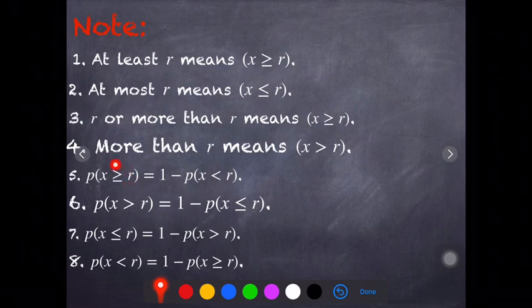Just observe the inequalities here. Greater than or equal symbol means 1 minus p of x strictly less than r. Whenever only strictly greater than is there, then you have to consider the equality symbol. X greater than r means 1 minus p of x less than or equal to r. Similarly for less than or equal relations, I have given these things. So before you start the problems, give importance to these 8 points.